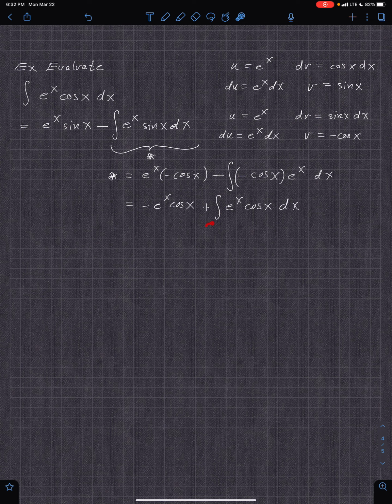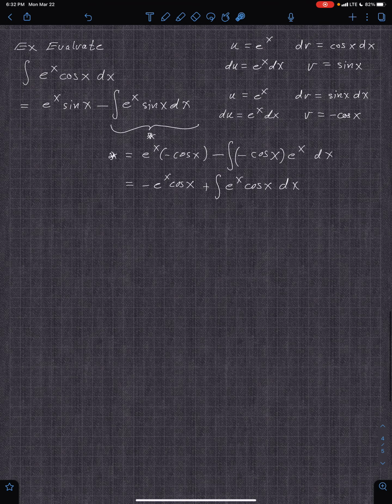But this is the same as what we started with. So you can essentially solve for what we started with. So what we have then is you can say this equals all of that minus all of that. And what you're going to end up with is two of these. So you're going to end up with basically this twice when you solve for it. Okay, so let me show you what you end up with.